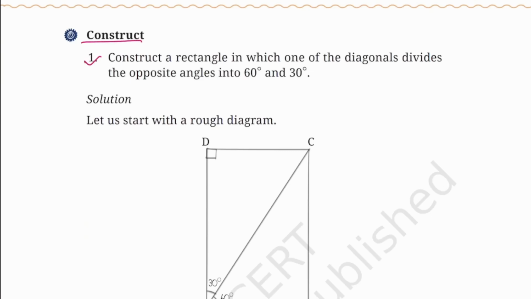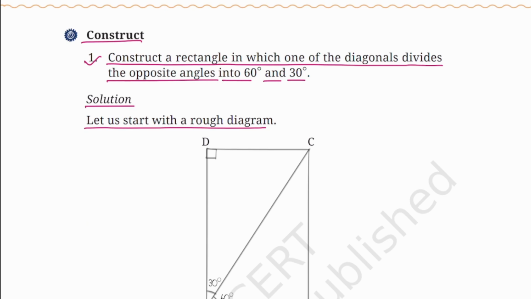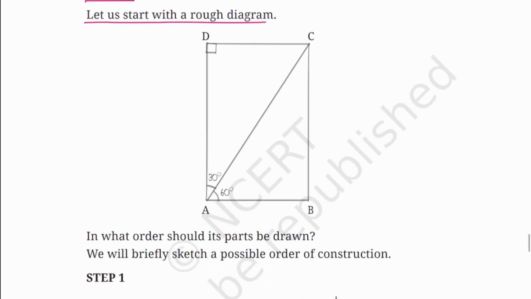Construct 1. Construct a rectangle in which one of the diagonals divides the opposite angles into 60° and 30°. Solution. Let us start with a rough diagram. Your final result should be like this. This is a rough diagram. In what order should its parts be drawn? We will briefly sketch a possible order of construction.